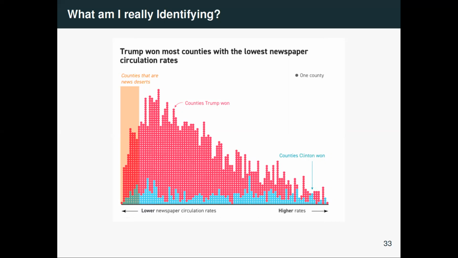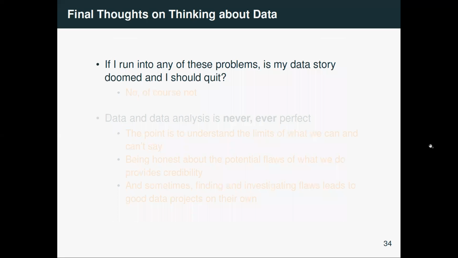So, to wrap things up, am I doomed? If I run into any of these problems, is my data story doomed and should I quit? And the answer is, of course not. Data and data analysis is never, ever perfect. I wanted to highlight a lot of problems here just so that you're aware of them. But it's not to say that there is perfect data analysis out there, because there isn't. Every single data analysis and data story will have its problems.